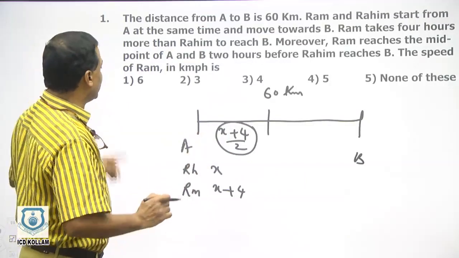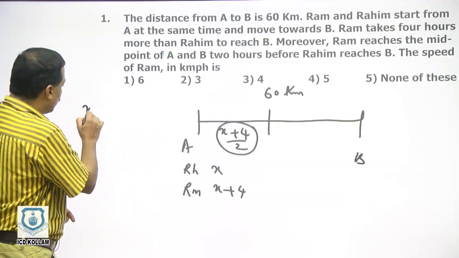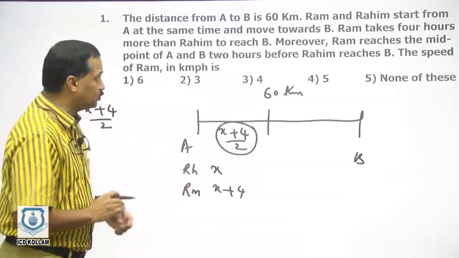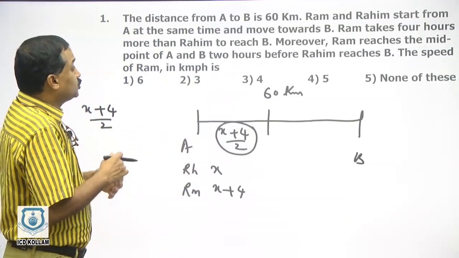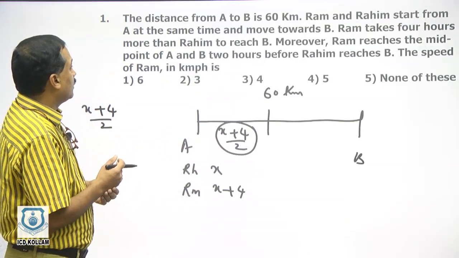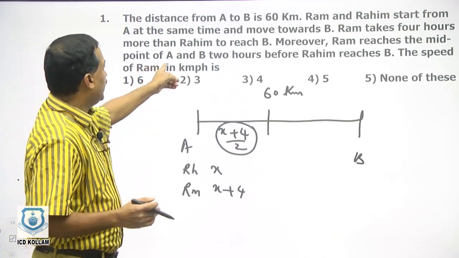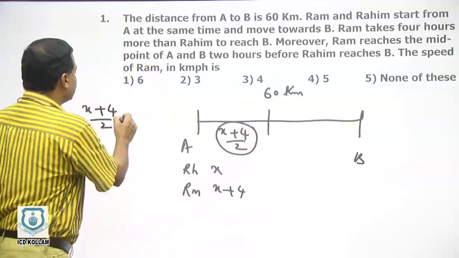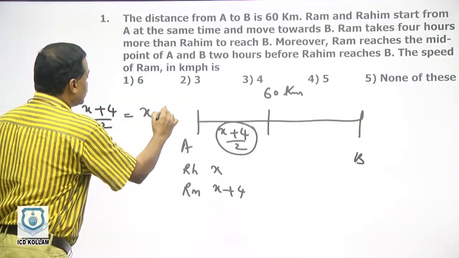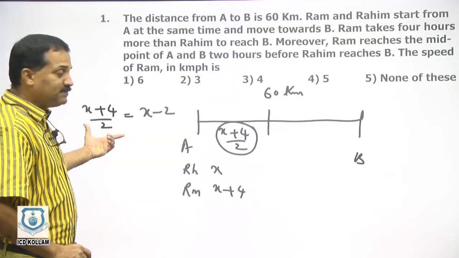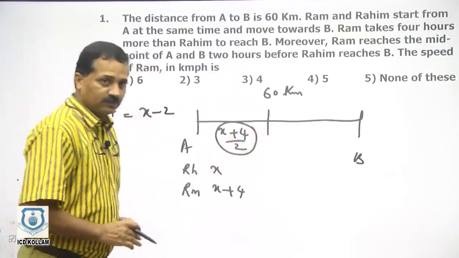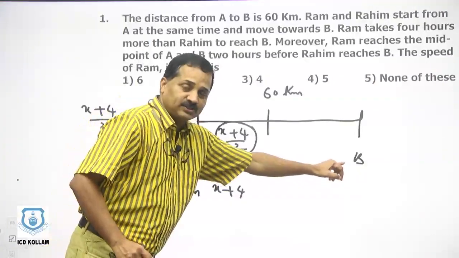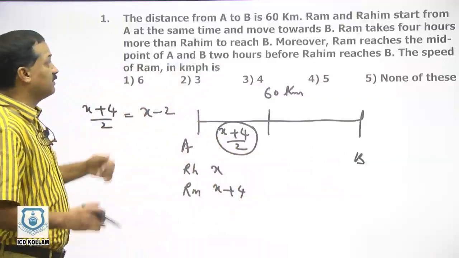And this time, as per the question, the time taken by Ram, x plus 4 by 2, is 2 hours before Rahim reaches B. So this is x minus 2. What is this? The time taken by Rahim is x minus 2, 2 hours before.